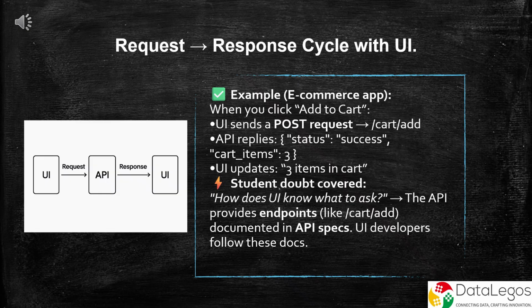A common question is, how does the UI know what to ask for? The answer is that API developers provide documentation, including a list of endpoints like /cart/add, that the UI developers follow.